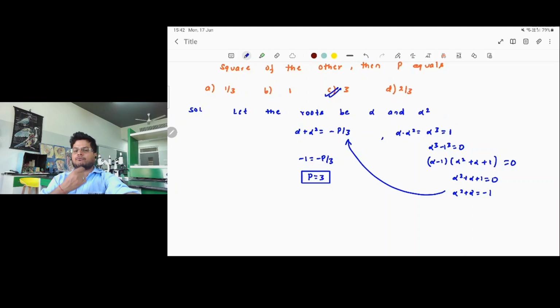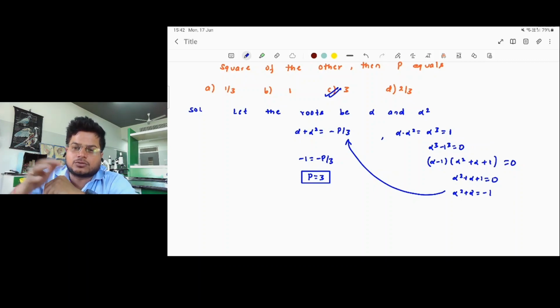Let me repeat again what I have done. The first thing that I have done is that I assume the roots are alpha and alpha square. Then I wrote sum of the roots, I wrote product of the roots, and from the product of the roots, I got an equation, that alpha cube equals 1. So one thought can be maybe alpha equals 1. So when we took alpha as 1, we saw that we are getting p equals some negative value and the options are not there. So what does it mean? It means that I'm missing out something.